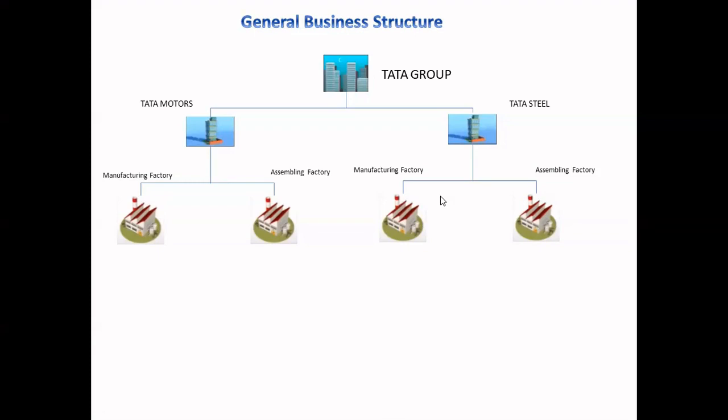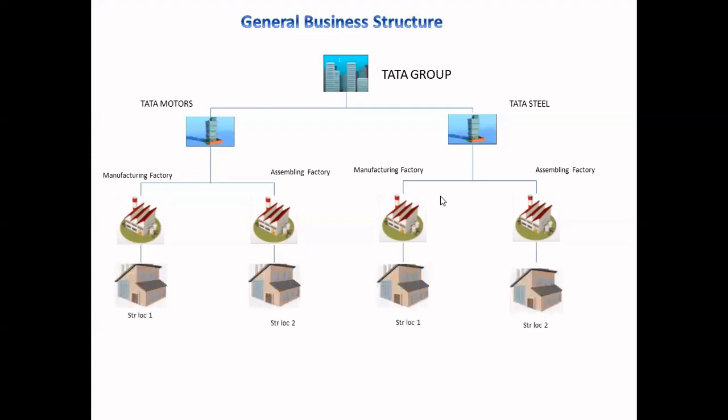For our example, it is having two plants. One is a manufacturing factory, and another is an assembling factory. Under these manufacturing and assembly factories, we are having storage locations to store the manufactured product or assembled product. Let's assume like this. This is the general business structure we had now.